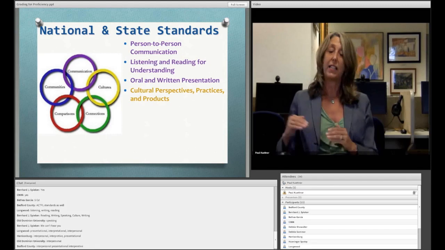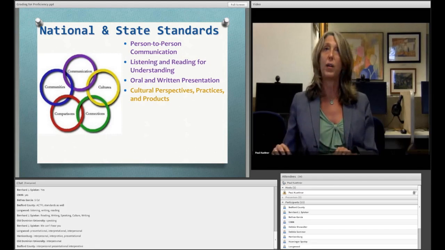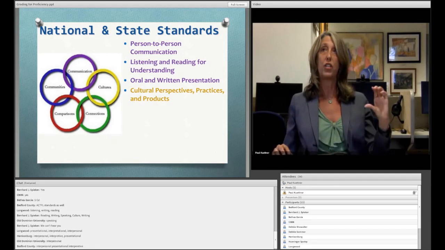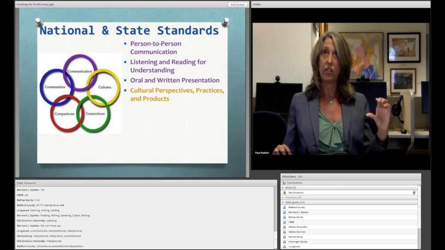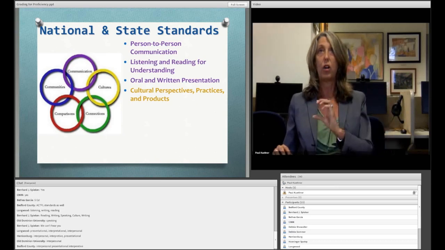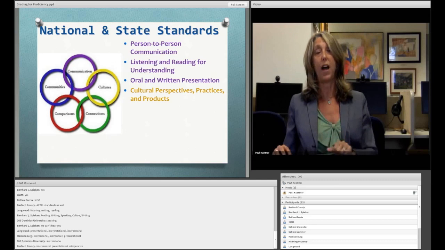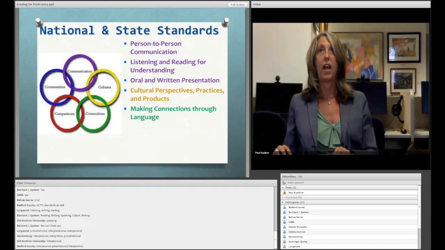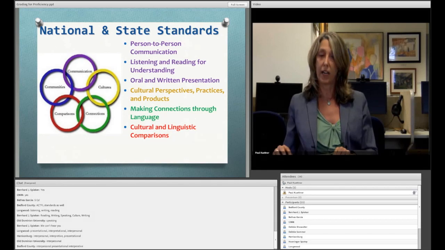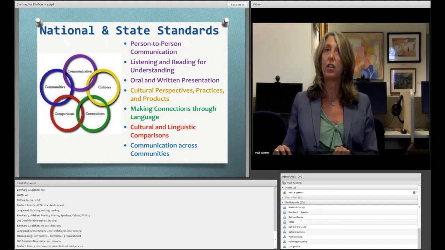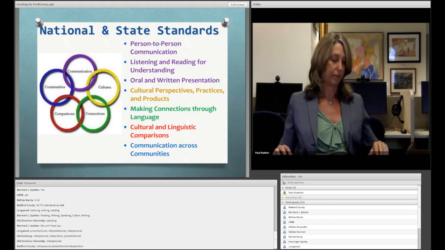So as we dig deeper into the Virginia SOLs, we can see that the cultures standard on the national scale drills down into cultural perspectives, practices, and products in the Virginia standards. And with connections, then when we get to comparisons, they're cultural and linguistic comparisons. And finally, communities, communication across communities.